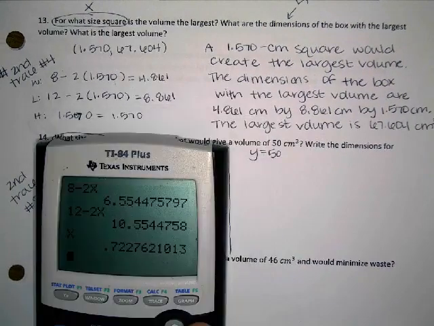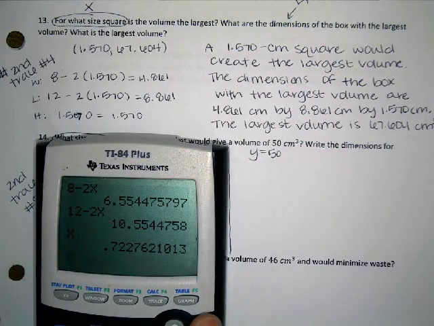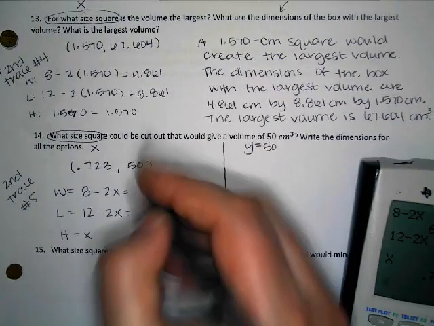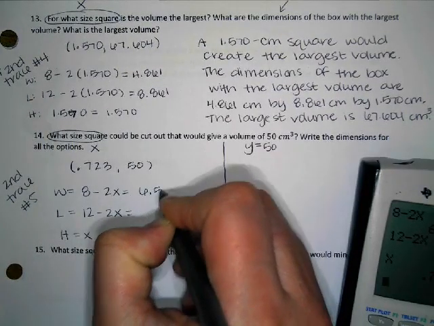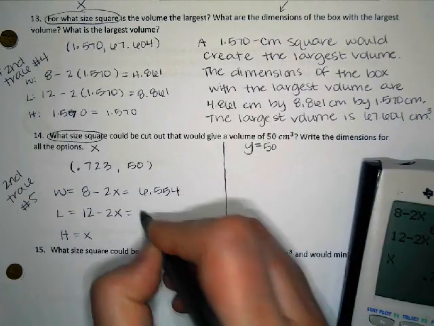So 6.554, 10.554, and 0.723, and then all of these are centimeters.